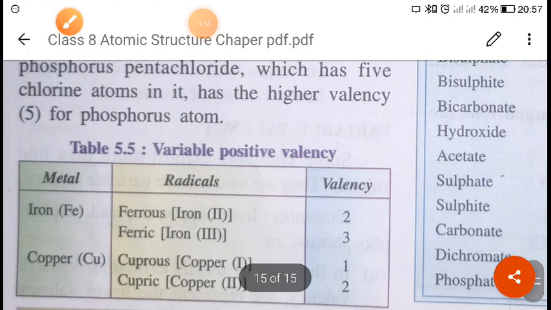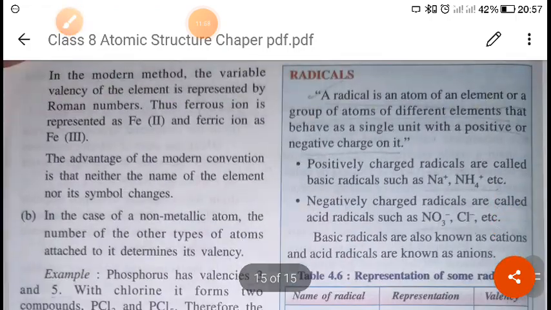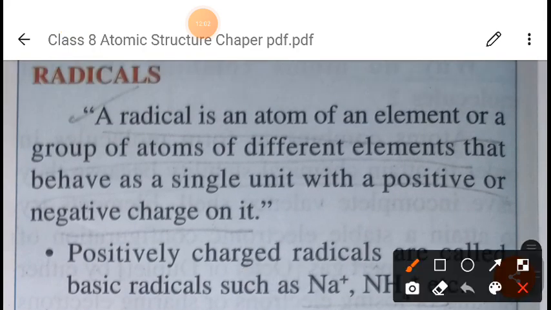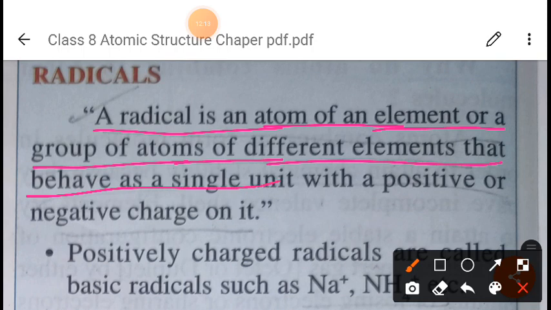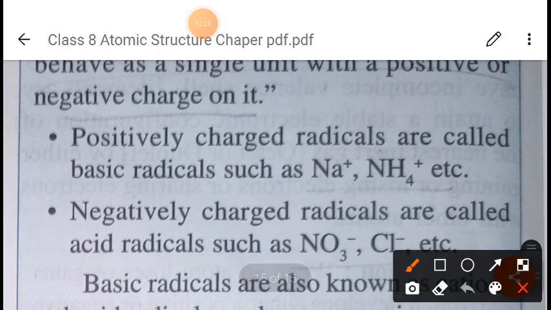So I hope you have understood the concept of valency. Now last is radical. What is a radical? Radical is also very simple, similar to ions. A radical is an atom of an element or a group of atoms of different elements that behave as a single unit, either positive or negative. Some positive radical examples given here are Na+, NH4+, etc.